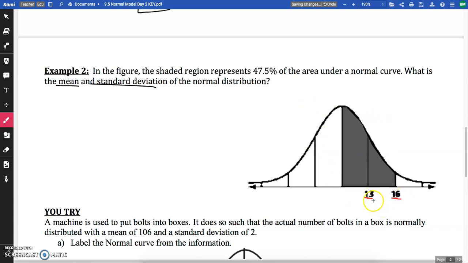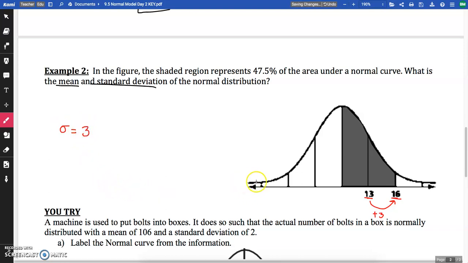Now I know that the jump between each section is the amount of the standard deviation. So to get from 13 to 16, let's think about how much I add there. Added 3. So I know that that tells me my standard deviation. So I'm using the symbol sigma. You can write the word standard deviation, that's fine. But my standard deviation equals 3.